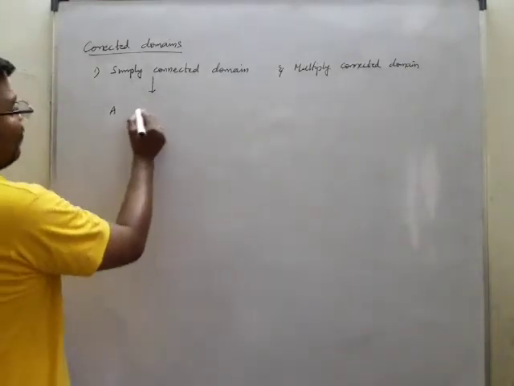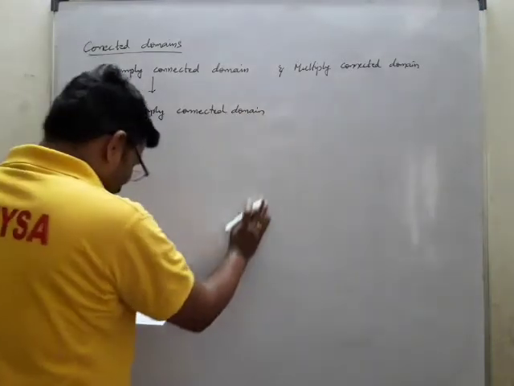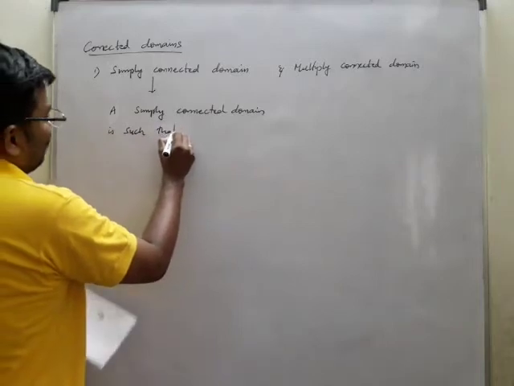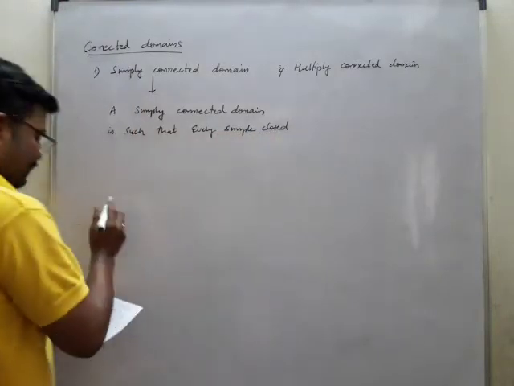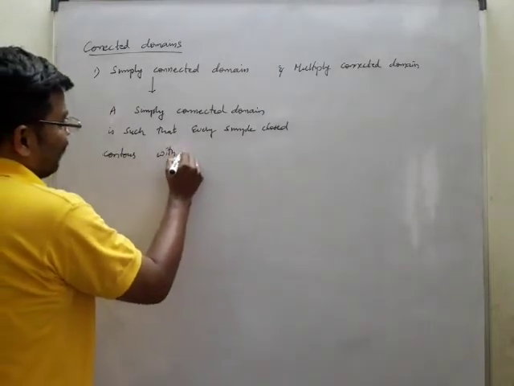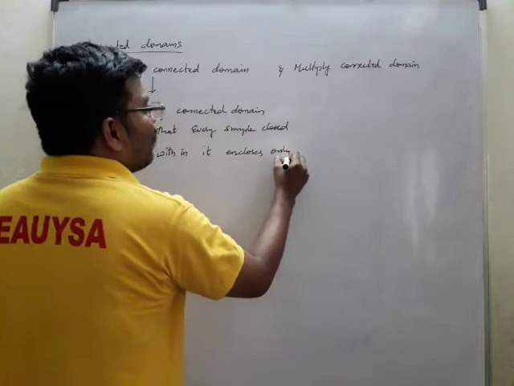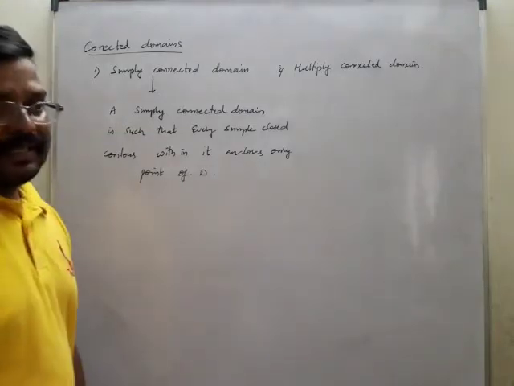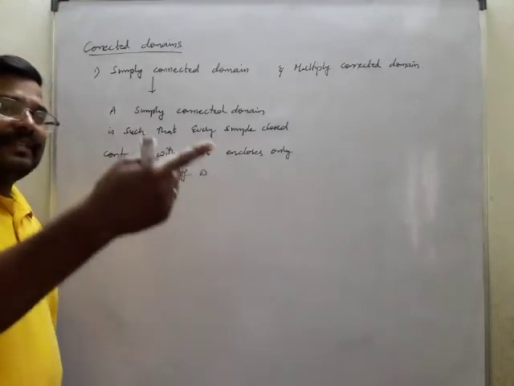A simply connected domain is a domain such that every simple closed contour within it encloses only points of D. It means if you take any connected domain inside, the points which are there should be enclosed in the domain itself only.